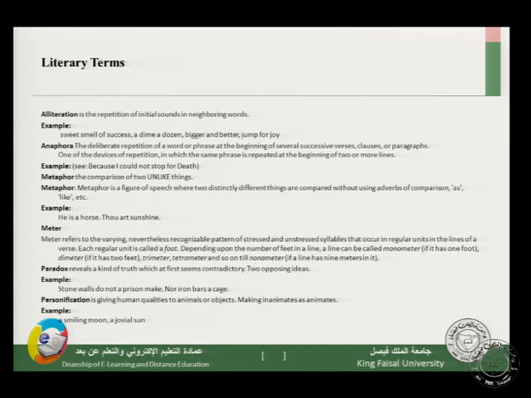Next is personification. Personification, simply speaking, is making non-living things as living things, making inanimates as animates, or, as you have here, giving human qualities to animals or objects, non-human objects or things or creatures.